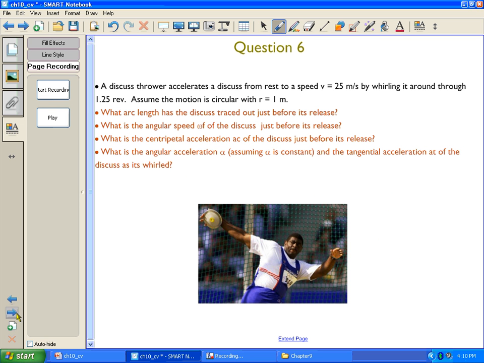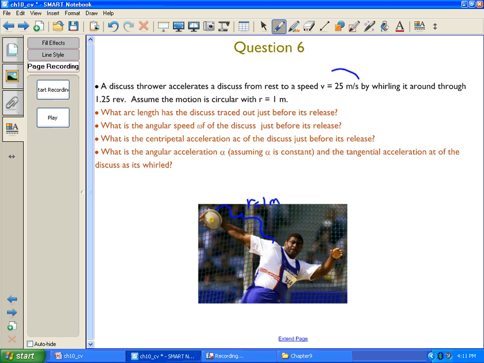Okay, next problem. Question 6 states a discus thrower accelerates a discus from rest to a speed of 25 meters per second by whirling it around through 1.25 revolutions. Assume that the motion is circular with r, for example here, his r is the length of his arm, from here to here, is 1 meter.